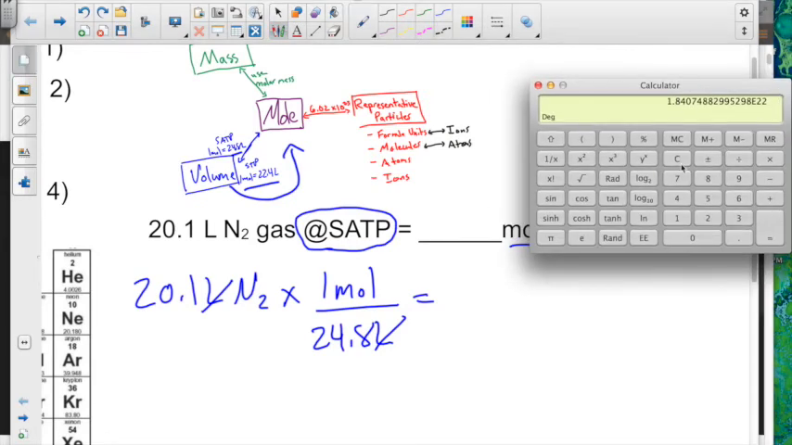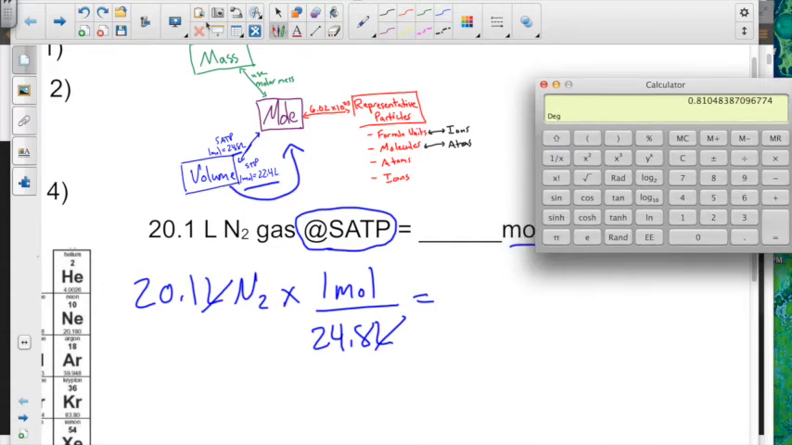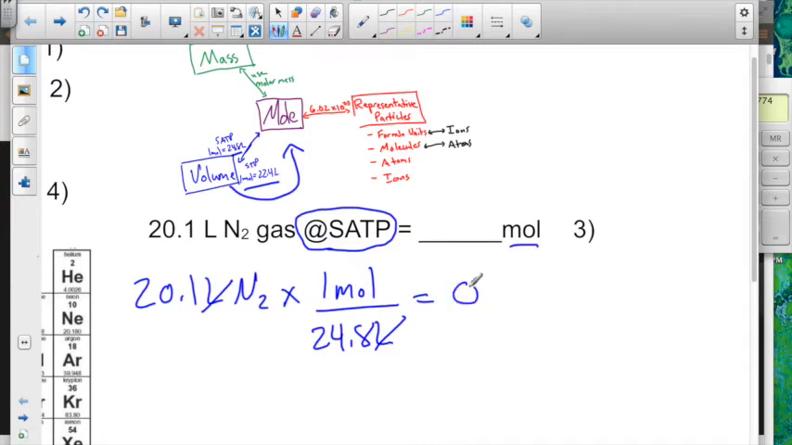So we have 20.1 liters right here, divided by 24.8 is equal to 0.8104 moles. So we were given 3 significant digits, so we can only report 3, so let's leave it at 0.810. So this is equal to 0.810 moles. Okay, and that is moles of N2 gas.